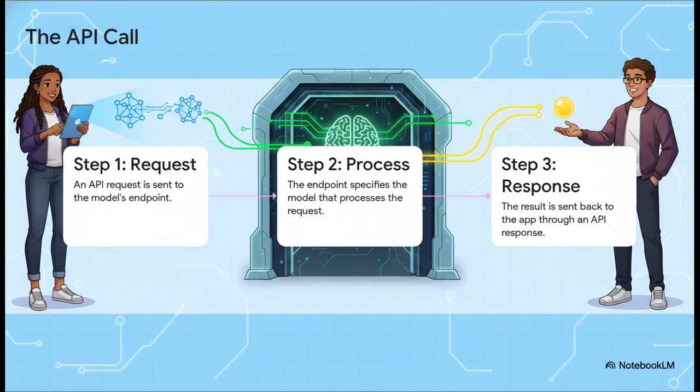First, your app sends a request. Next, the endpoint hands that request over to the model to think about it. And finally, the model sends its answer right back. It's this clean little cycle: request, process, and response.